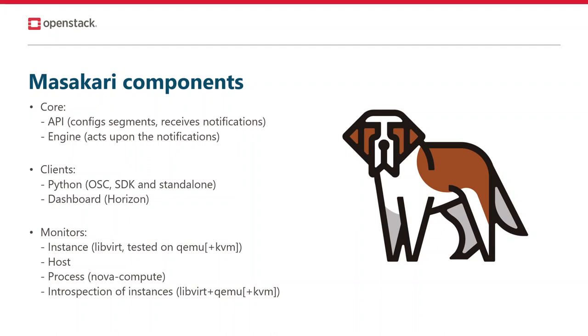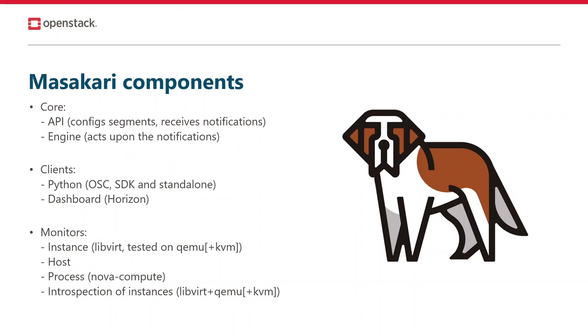In the core, we can see the API, which is contacted by users and monitors equally. The API allows you to configure your segments and also to receive notifications, usually from the monitors, but users can also send notifications to it. And there's also the engine, which is the actual workhorse of Masakari. It acts upon the notifications, so it runs those recovery workflows I've been talking about.